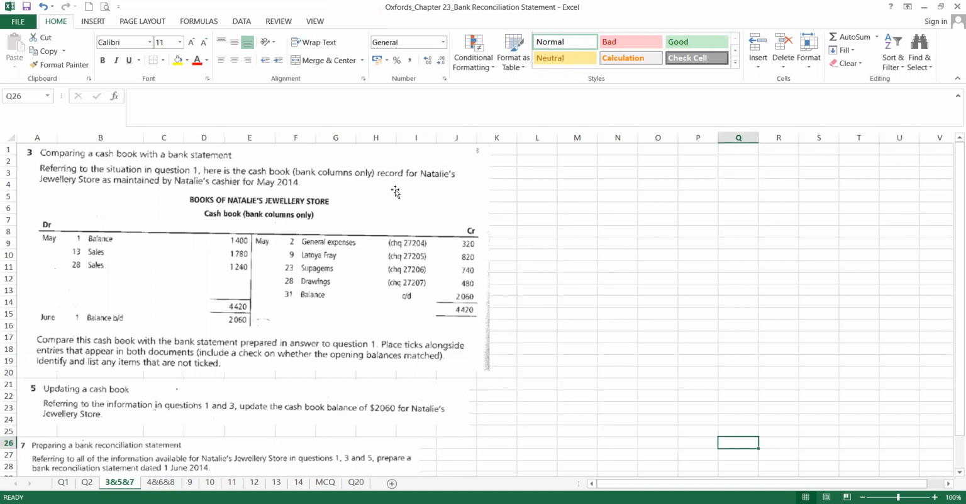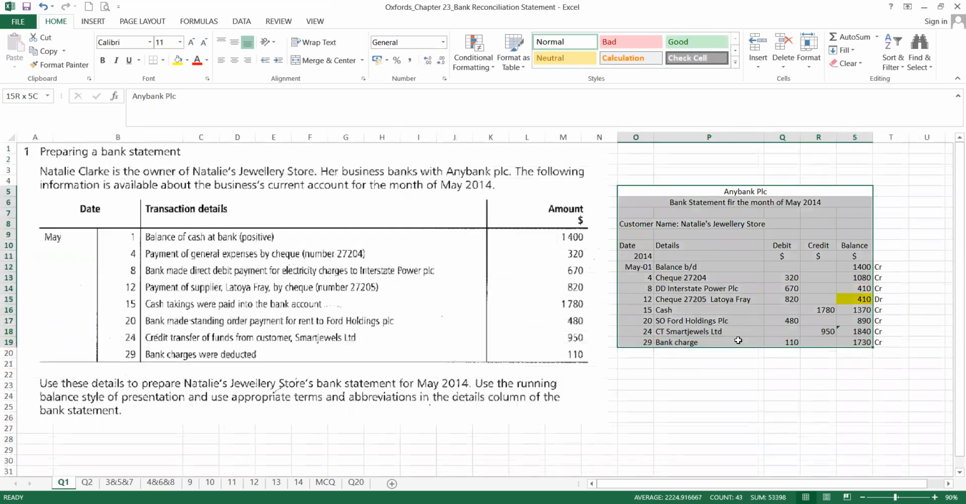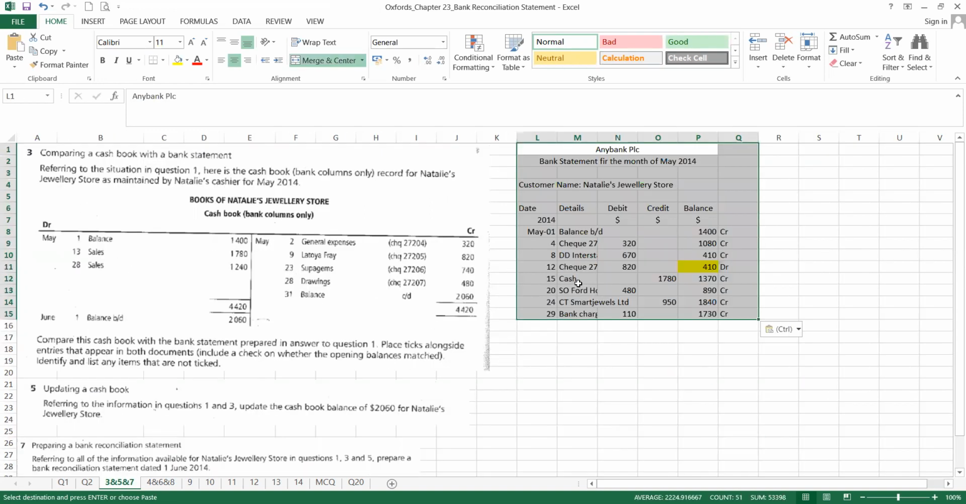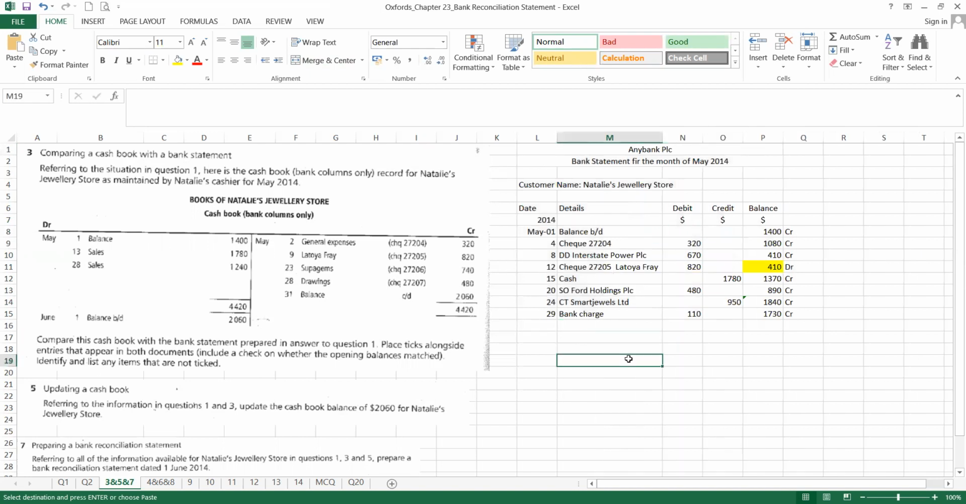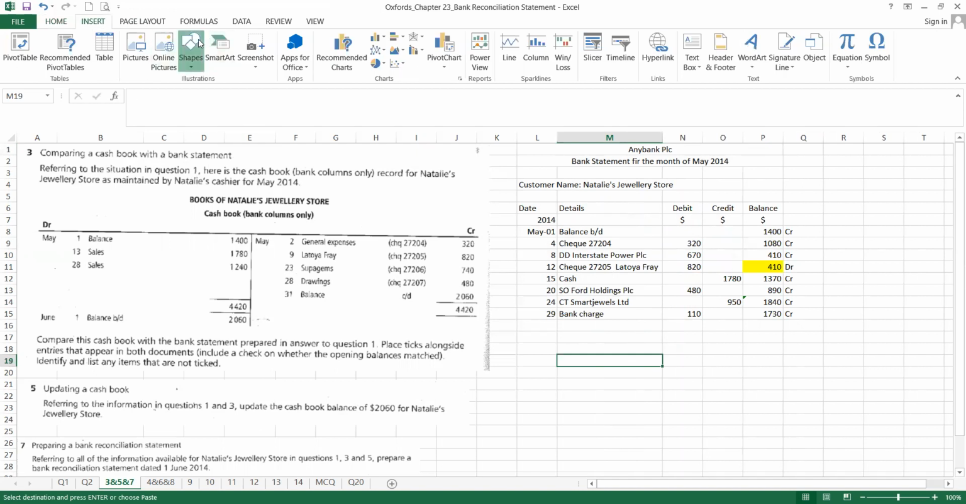Here is the cash book recording for Natalie Jewelry. This is Natalie recording her own cash book. So we need to compare this book with the bank statement prepared in question 1, and then place a tick along the entries that appear in both documents, because that is the first step you have to take. Since this question is here, I'm going to copy this one and put it here so that we can compare side by side. So how are we going to compare and tick? Let me see what information can be put.